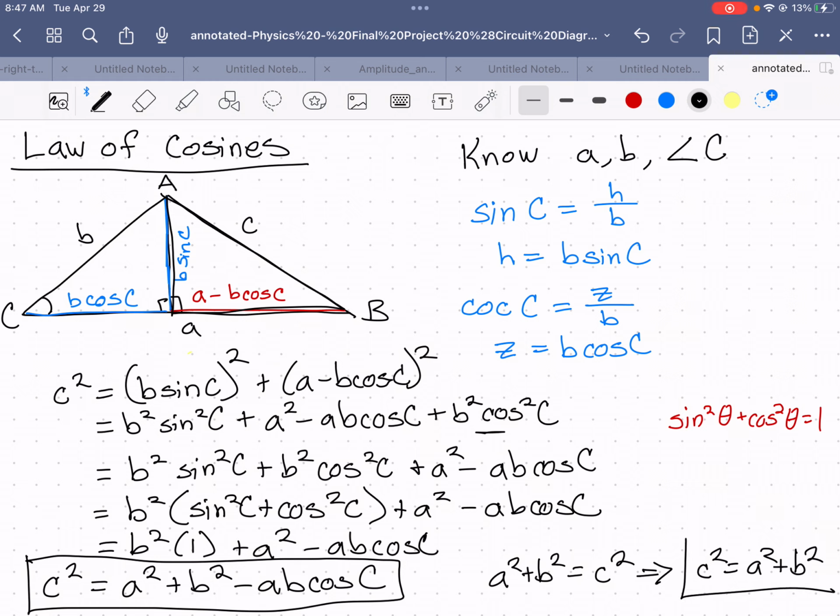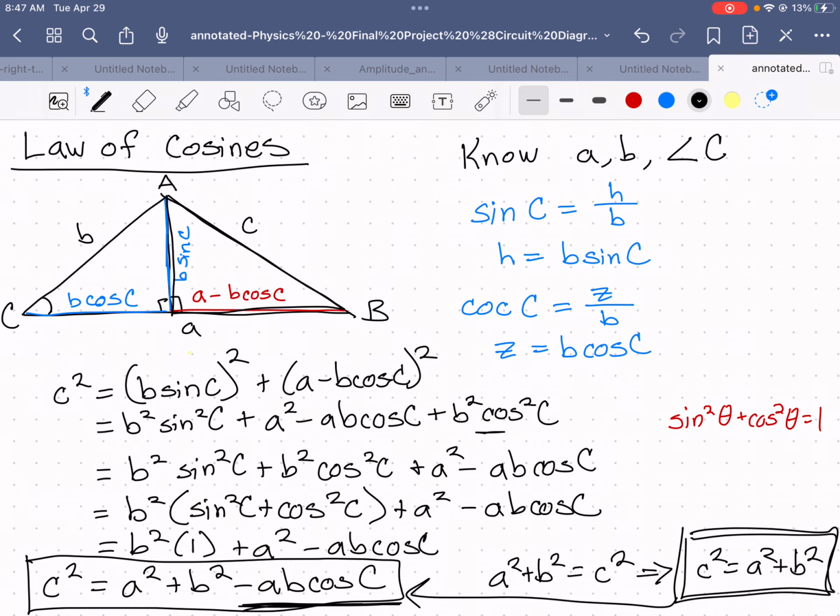So this is true for any right triangle, but you'll notice that it's kind of similar to this, which is true for any triangle. C squared is still equal to a squared plus b squared, but minus this little portion, the ab cosine c, if it is not a right triangle. And so that's a pretty nice relationship to have.